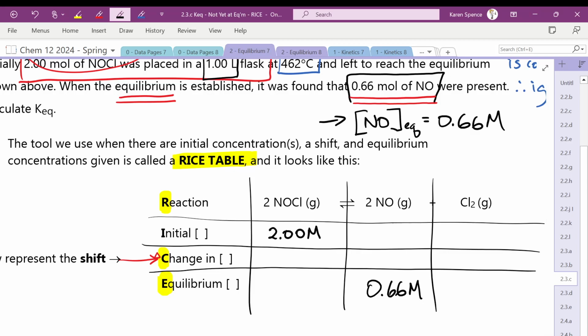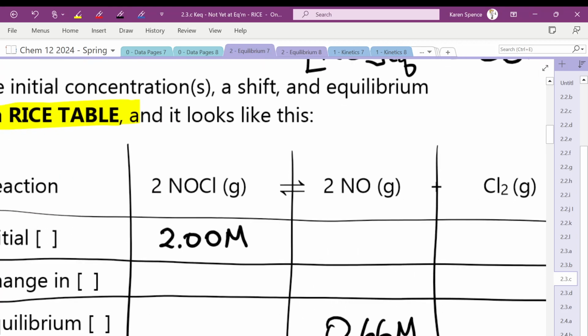And to be honest, we actually know 2 other concentrations on here. Chat with your partner and see if you can figure it out just from reading it. And they're actually very easy ones. It's not something where you have to do a calculation or anything. Go back to the question. How much NO did we place into the flask?